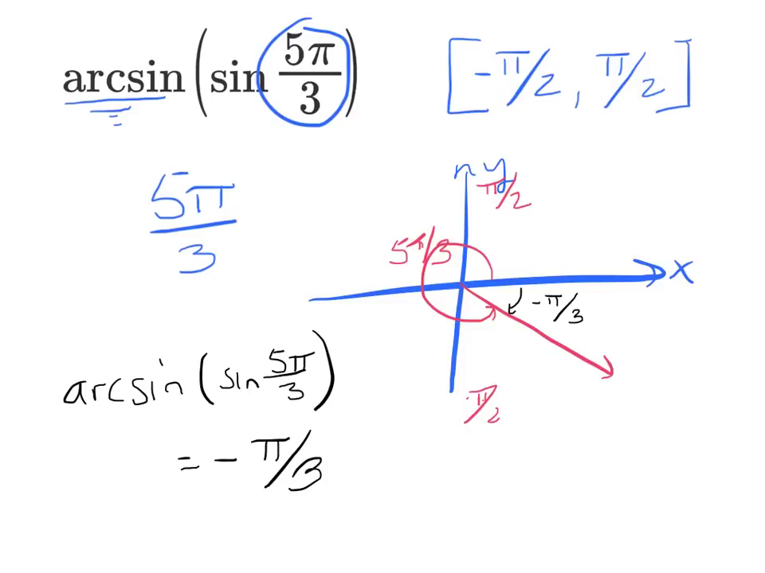So just to recap quickly here, if you're taking the arc sine of sine, the answer will have to do with this angle here. But you need to find a coterminal angle that is between -pi over 2 and pi over 2, because that is the range of arc sine.